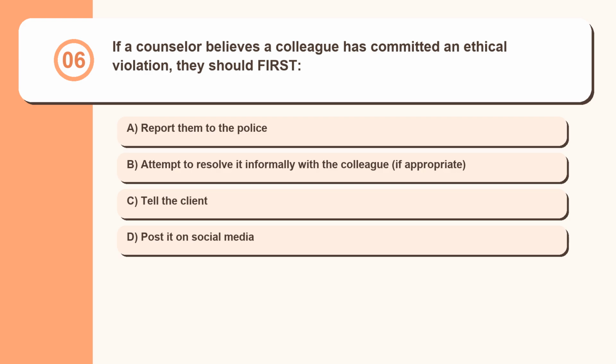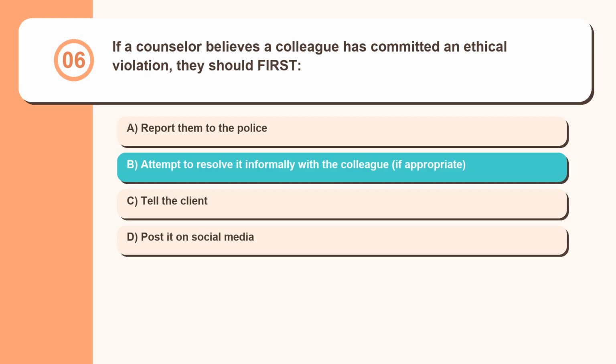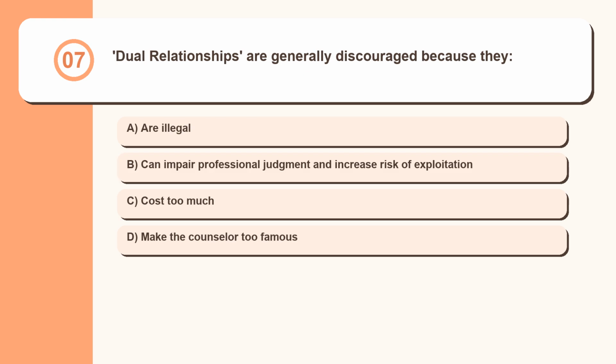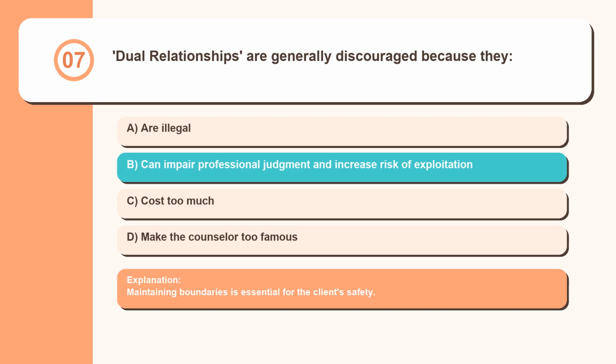Question 6. If a counselor believes a colleague has committed an ethical violation, they should first report them to the police, attempt to resolve it informally with the colleague, if appropriate, tell the client, post it on social media. Standard ethical codes, ACA/NBCC, recommend informal resolution first. Question 7. Dual relationships are generally discouraged because they are illegal, can impair professional judgment and increase risk of exploitation, cost too much, make the counselor too famous. Maintaining boundaries is essential for the client's safety.